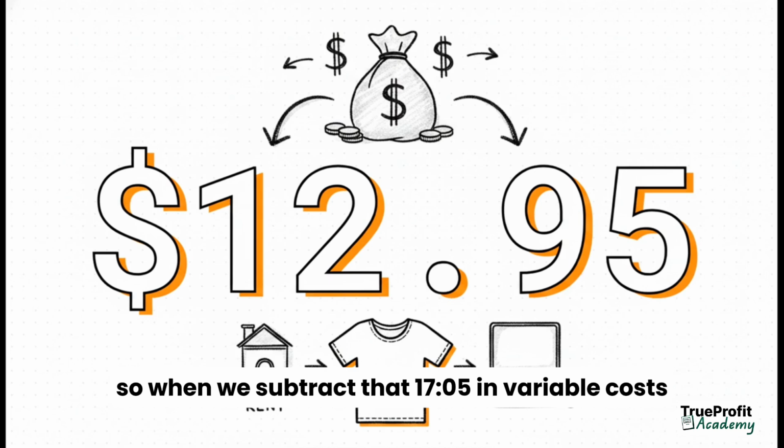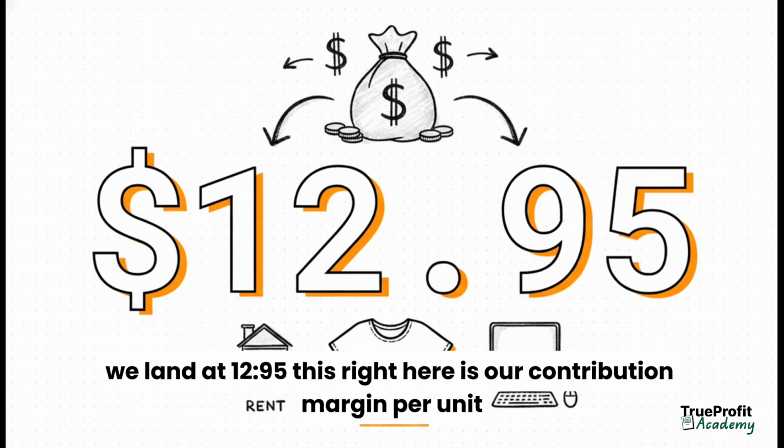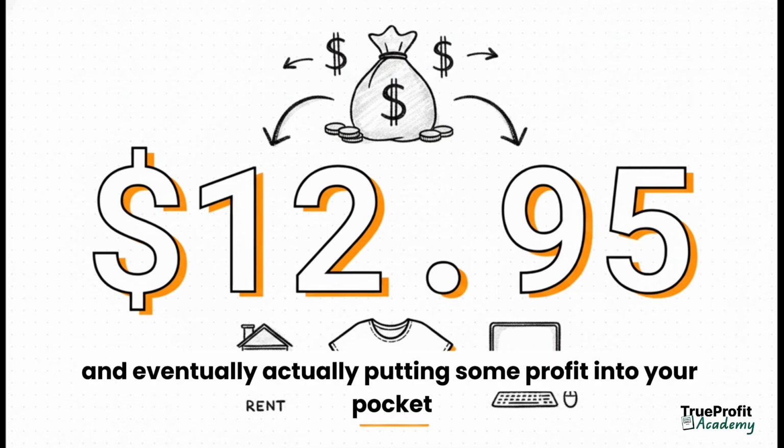So when we subtract that $17.05 in variable costs from our $30 sales price, we land at $12.95. This right here is our contribution margin per unit. It's the actual hard cash left over from selling one single t-shirt that can now go toward paying your rent and eventually actually putting some profit into your pocket.